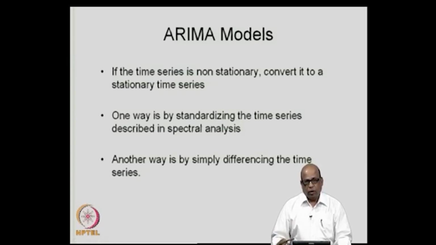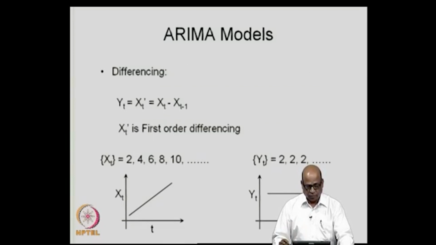But in the ARIMA models, we also consider what is called the differencing of the time series: first order differencing, second order differencing, etc., which I will introduce presently. This is a simple way of removing the periodicities and making the time series a stationary time series. Not only the periodicities, trends can also be removed by differencing. So, in general, we use differencing to convert the non-stationary time series into a stationary time series.